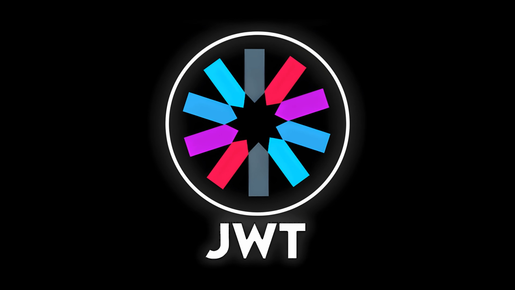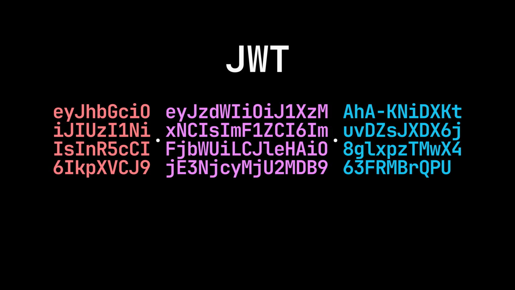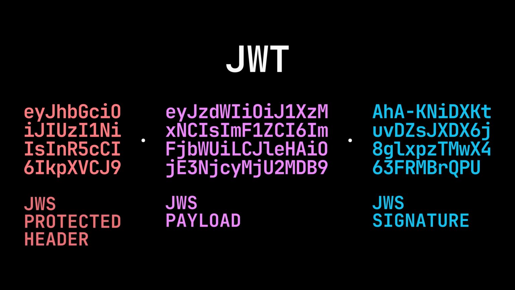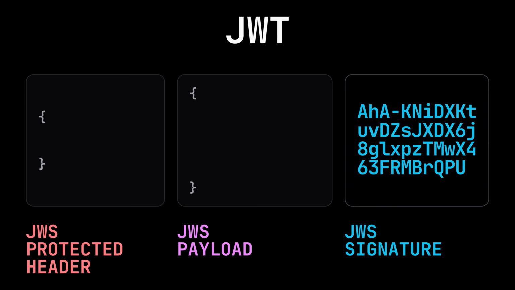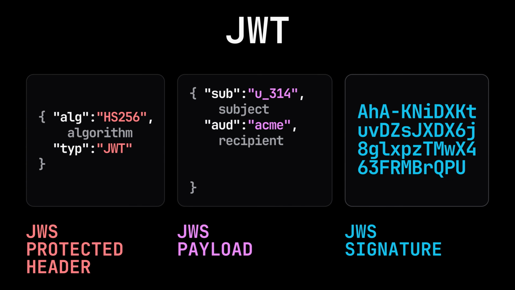JWT, a JSON Web Token, consists of three base64 URL-encoded parts: a JSON Web Signature (JWS) header, the JWS payload, and the JWS signature, where each part is separated from the next by a single period character. Both the header and the payload can be decoded by anyone because they're not encrypted, and they include parameters like the algorithm used to produce the signature, the subject, the recipient, and the expiry timestamp of the token.